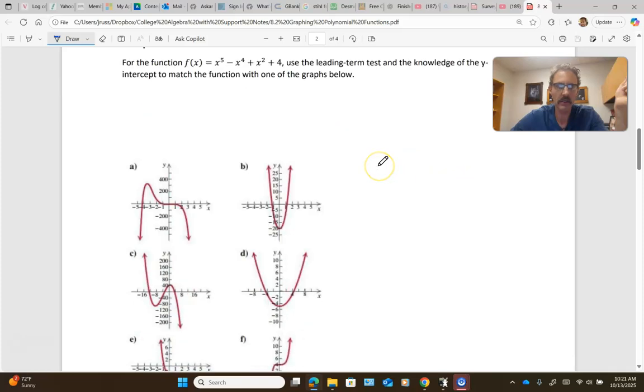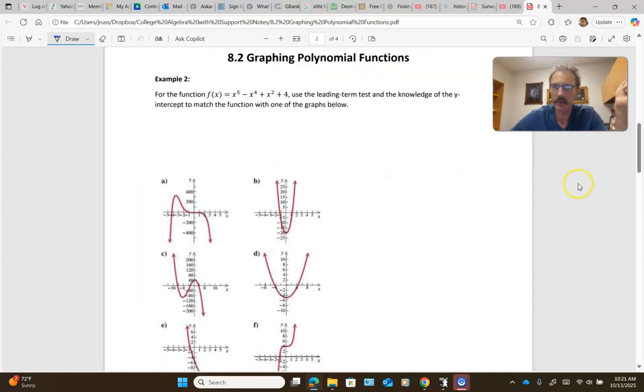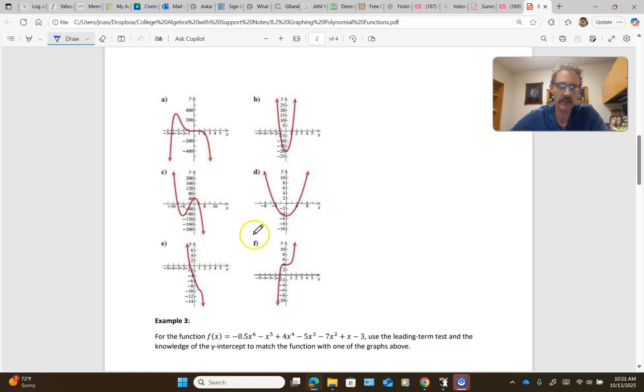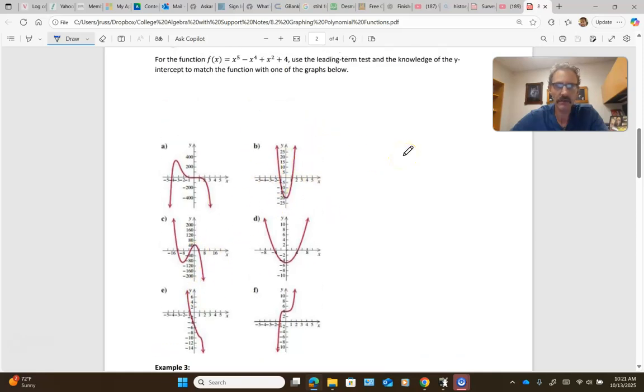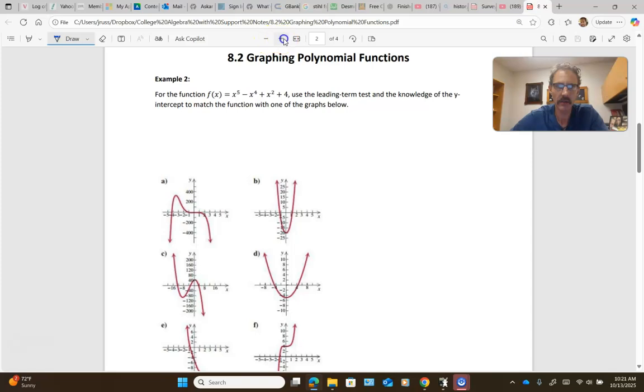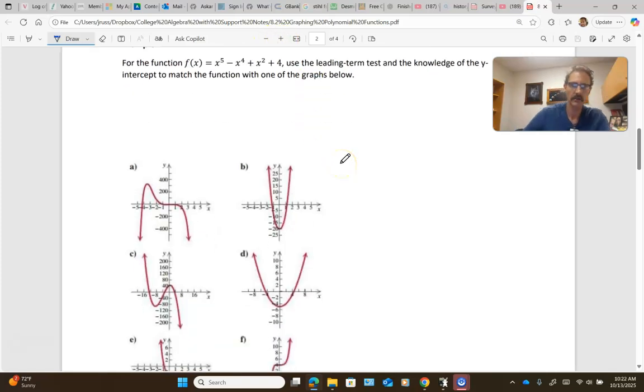Alright, well, let's look at example 2 here. It says for this particular function, and this is a polynomial, it's a 5th degree polynomial, use the leading term test and knowledge of the y-intercept to match the function with one of the graphs below. Okay, so it's going to be one of these. Well, let's first think about the end behavior.